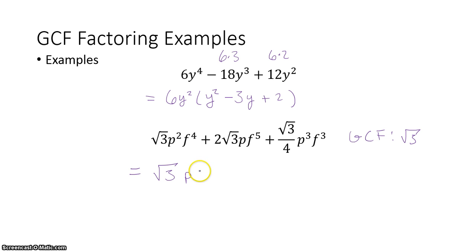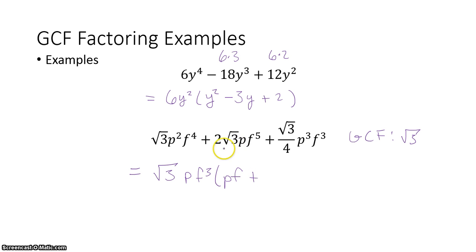As far as the f's go, I have 4 here, 5 here, and 3 here. So I'll take the least. I'll do f cubed, and then decide what I have left. Well, when I factored square root 3, p off this term, I took 1 p out, so I have 1 left. When I took 3 f's out, I have 1 f left.